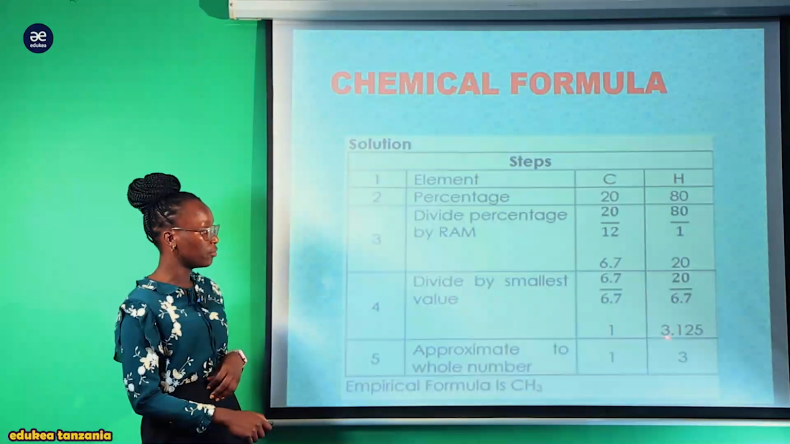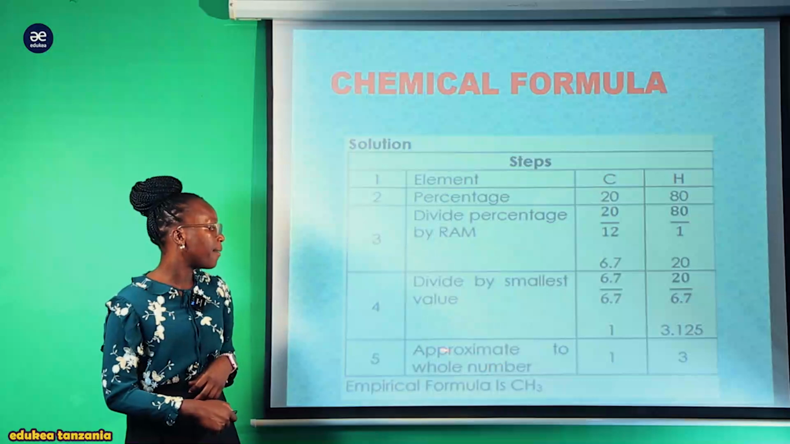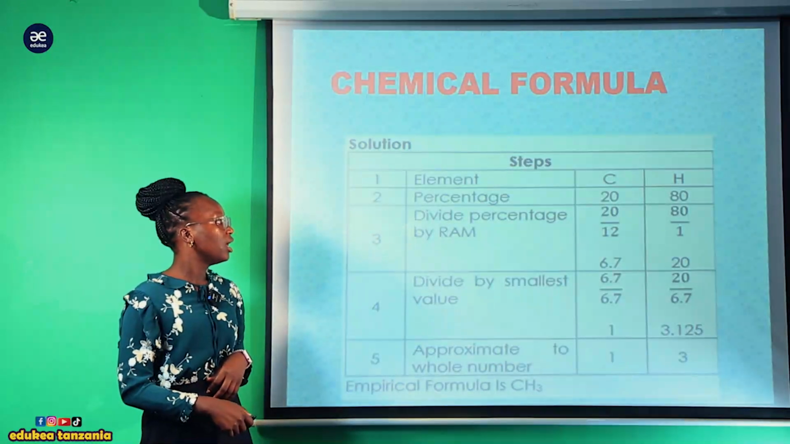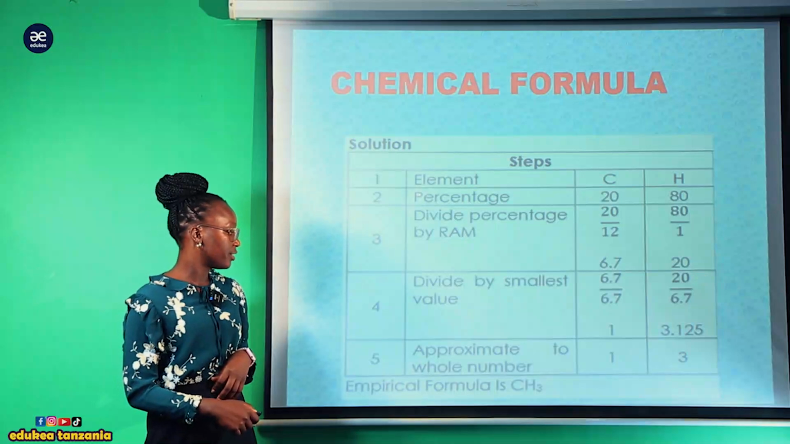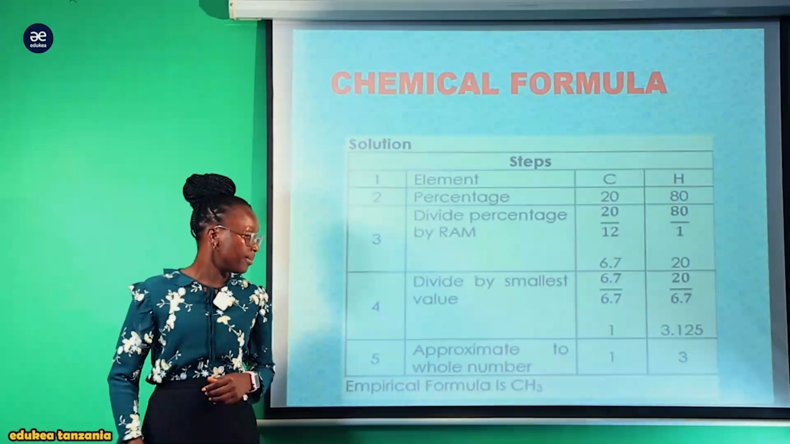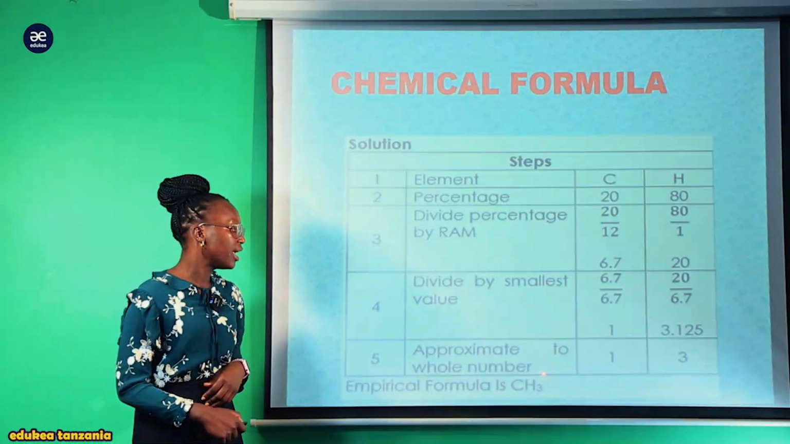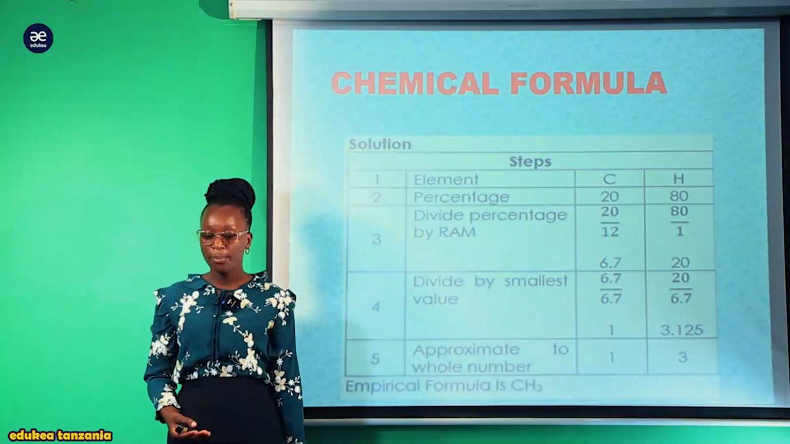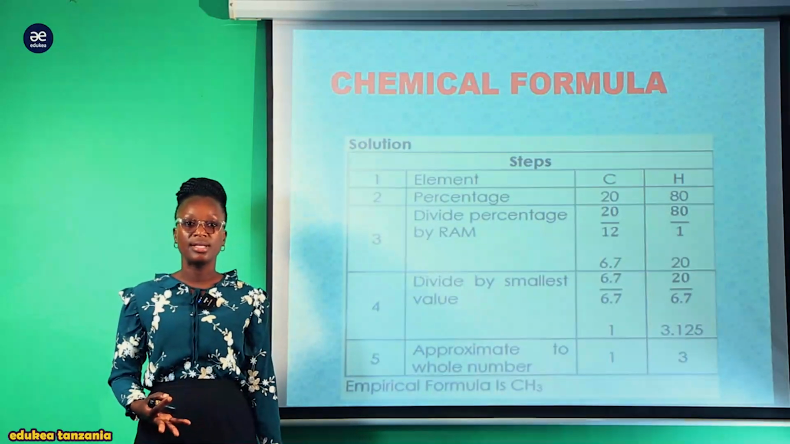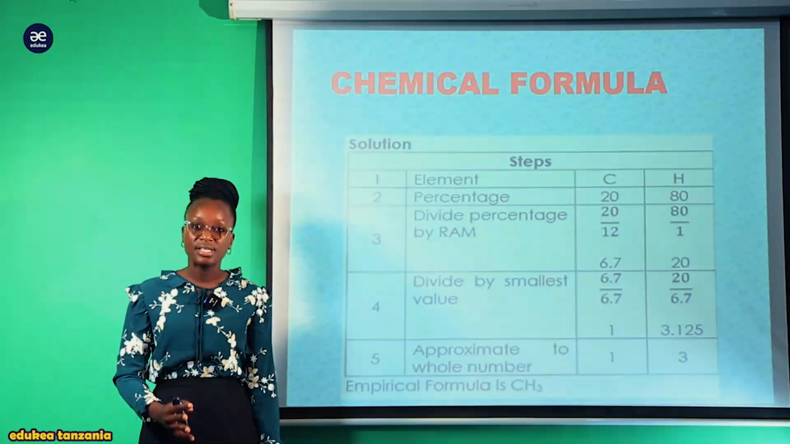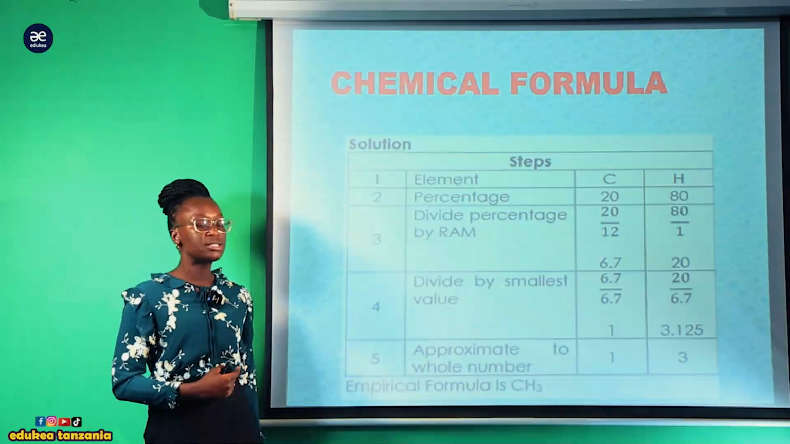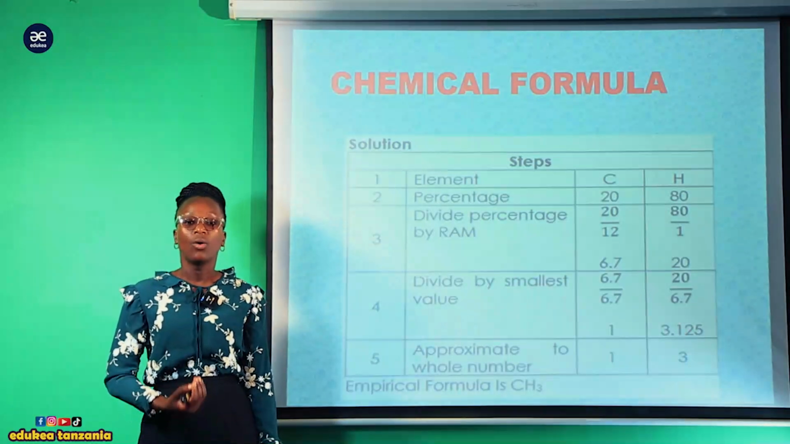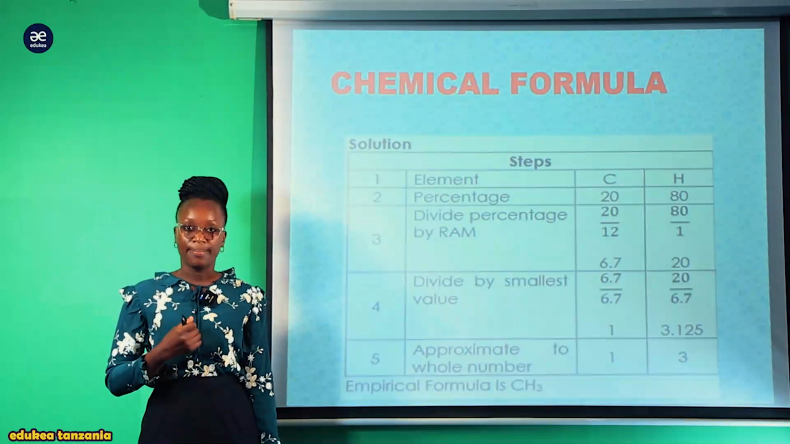So what to do here, you have to approximate. Unakuja kupata approximate to the whole number, carbon ni 1 and the ratio of hydrogen is 3. Finally, the empirical formula is equal to CH3. This is how we calculate the empirical formula. I hope it is a simple calculation, my students, and you will practice on your own after looking at this session, and I hope you will understand it well and better.